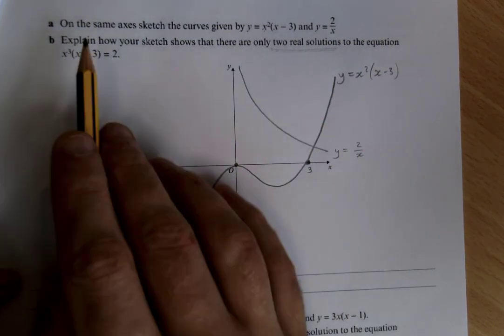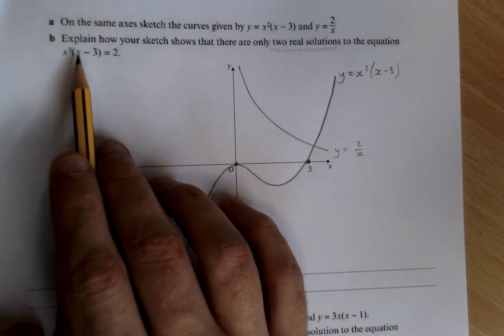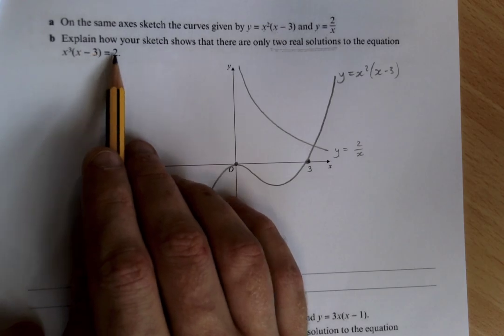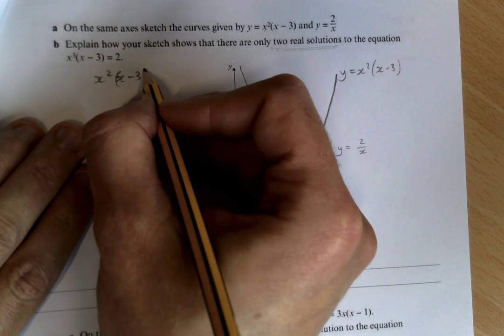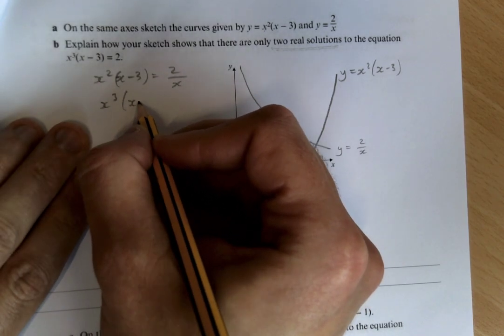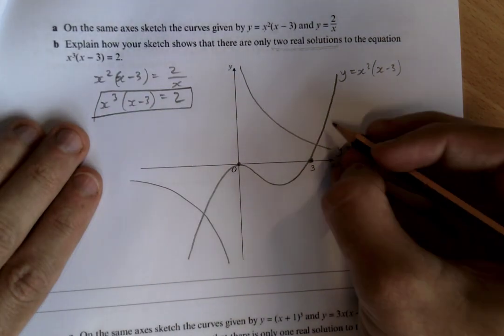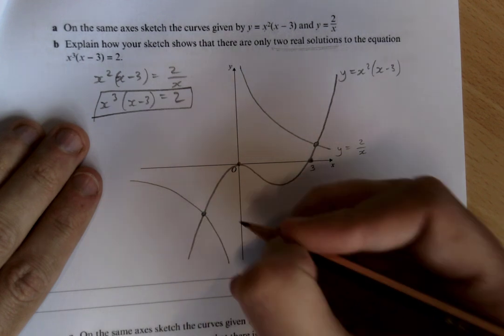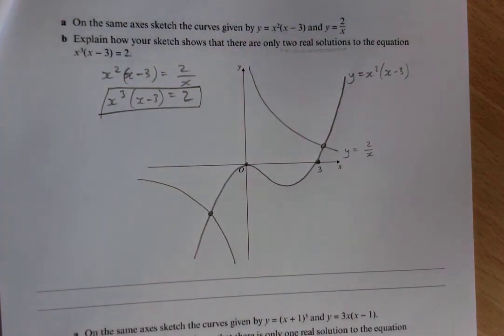And explain how the sketch shows that there are only 2 real solutions to x cubed, x minus 3 equals 2. That's what happens if you put x squared, x minus 3 equal to 2 over x and then multiply both sides by x. So the solutions to this are going to be the points where it intersects. And there's only 2 points where it intersects, so there's only 2 real solutions. The other questions are similar to that one.